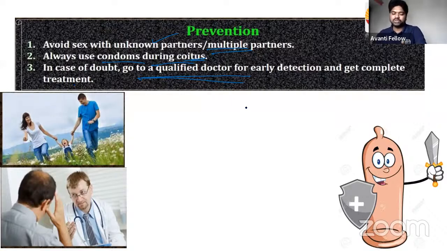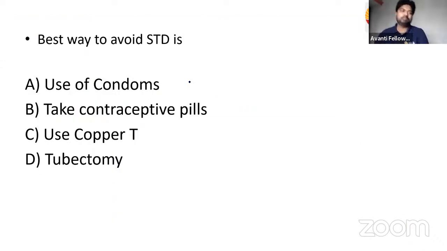Okay. So you have a question on your screen now. The best way to avoid STD is: use of condom, take contraceptive pill, use copper T, or tubectomy. I am launching a poll for it, guys. Please answer fast. You have 60 seconds to answer this question.